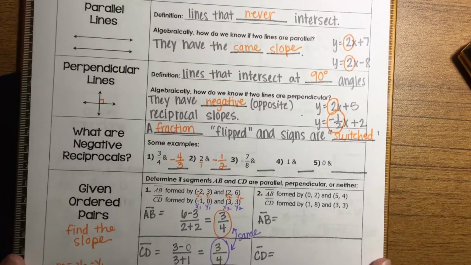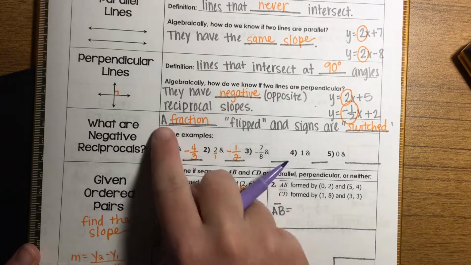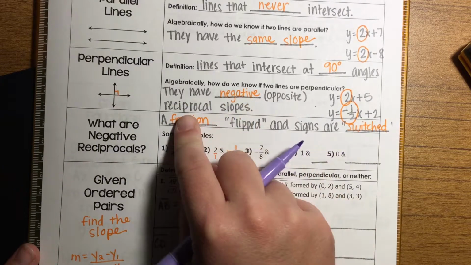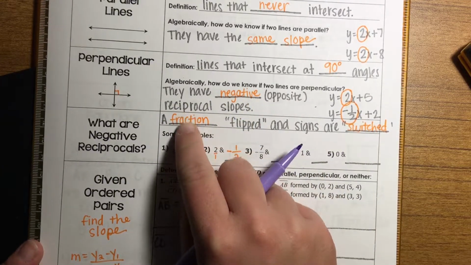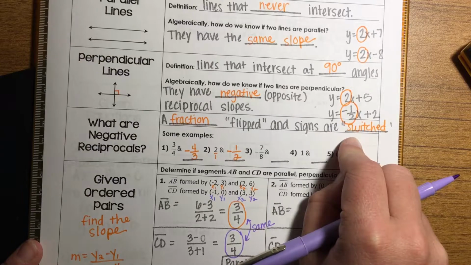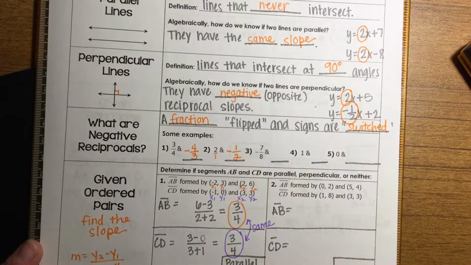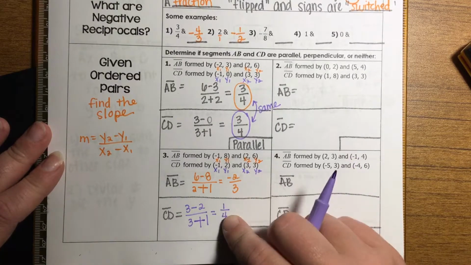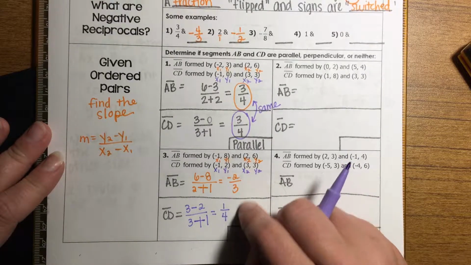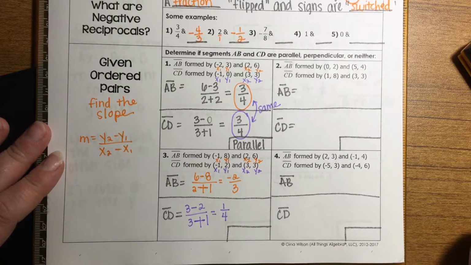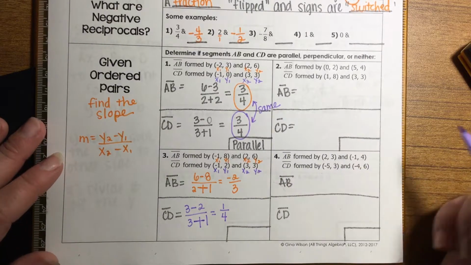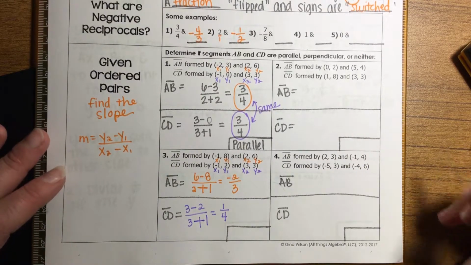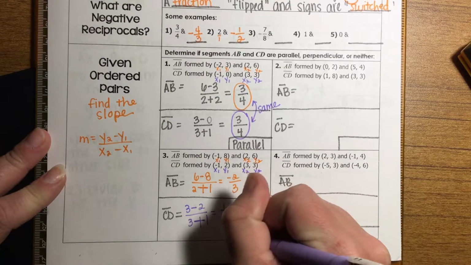So now let's see if it's perpendicular. In order to be perpendicular, they have to have the negative reciprocal. Okay, so that means the sign has to change, has to switch, and the fraction has to be flipped. If I look at my example down here, the sign did change, but the fraction did not flip. So this is not parallel and it is not perpendicular, so the answer here is going to be neither.